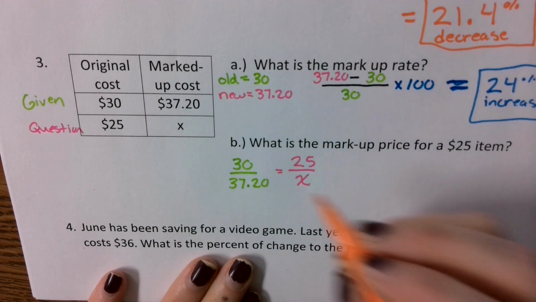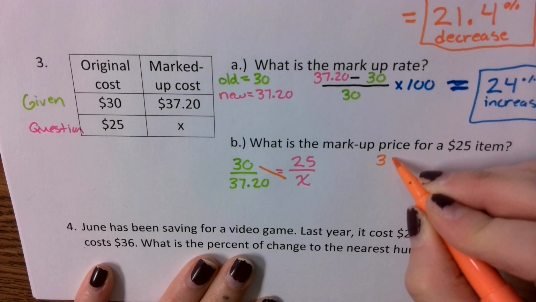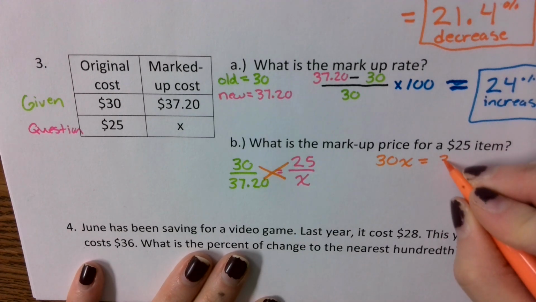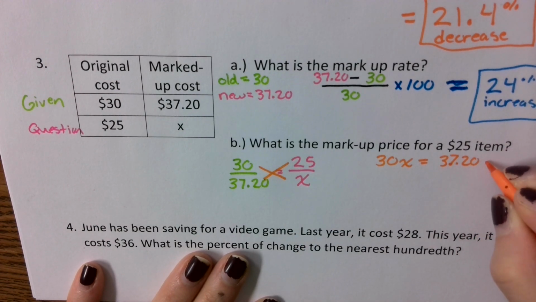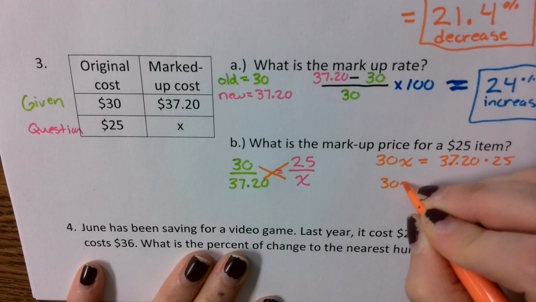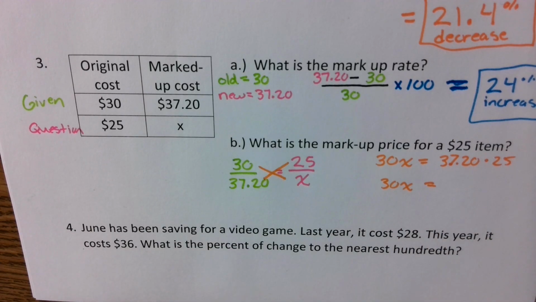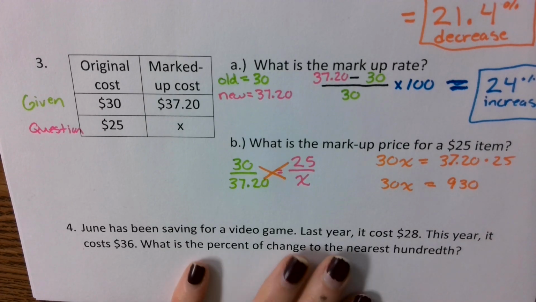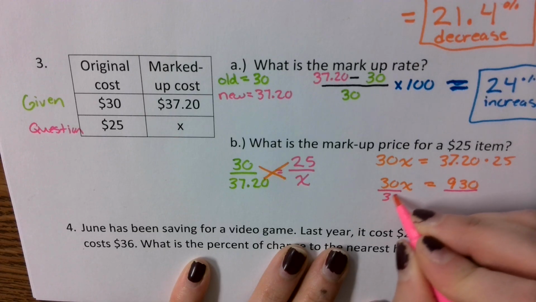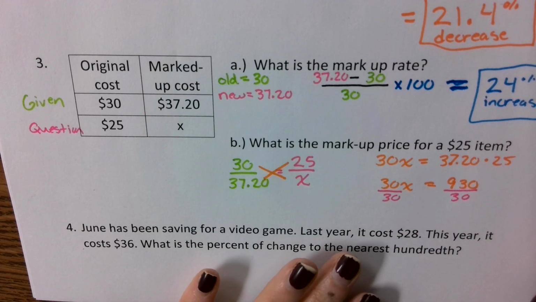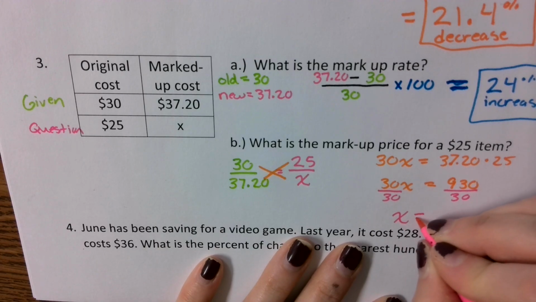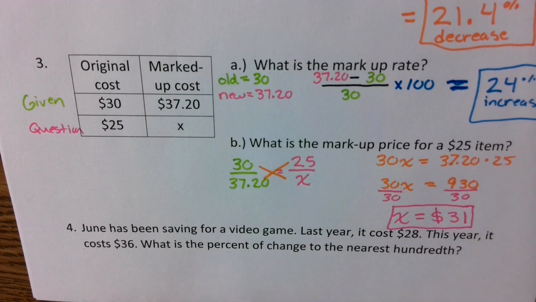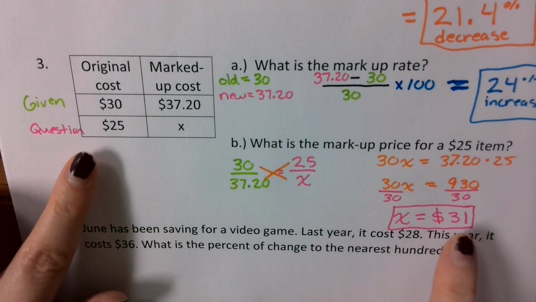So then we can do our cross product. We can multiply 30 times x to get 30x. We can multiply 37.20 times 25. If we do 37.20 times 25, we're going to get 930. And then at the very end, we're just going to divide both sides by 30. And we're going to get x equals 31. Good. So x is going to equal $31. So it got marked up from $25 to $31.